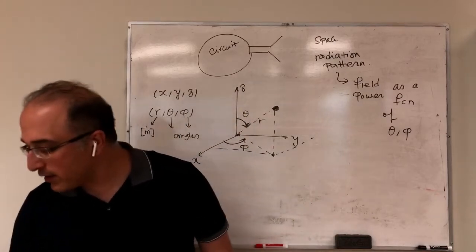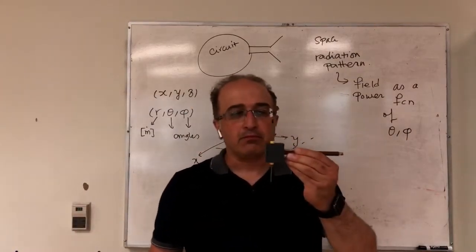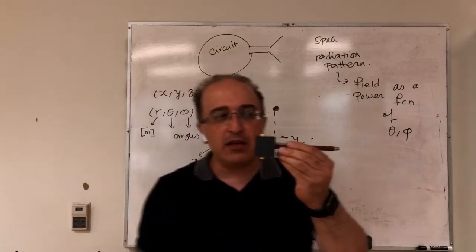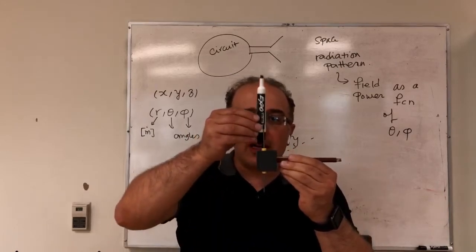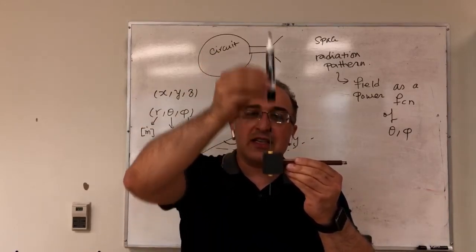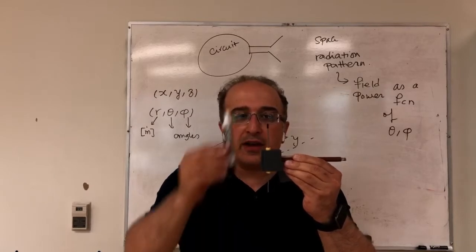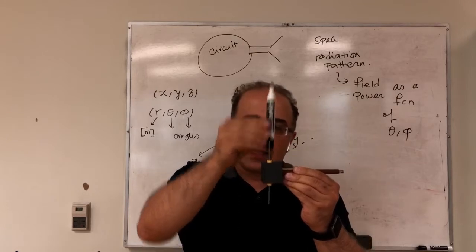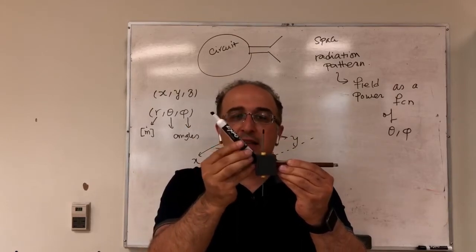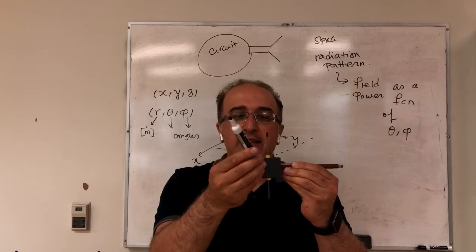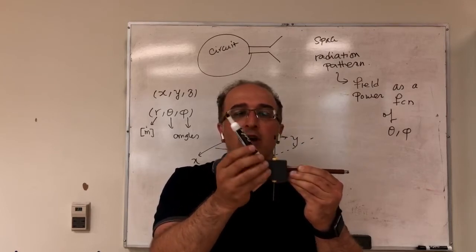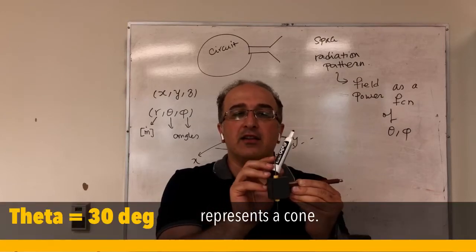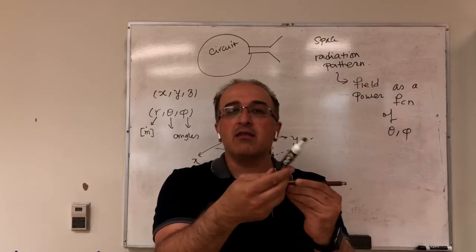So if I say theta equals 30, what does that mean when I have a dipole antenna? Assume the dipole antenna is in the z direction, so this is z. What is theta equals 30? Theta equals 30 means 30 degrees with respect to z. So if this is z, 30 degrees is this. If I now rotate this pen around here, all of these points are theta equals 30. So essentially a cone around the antenna. These are all theta equals 30.